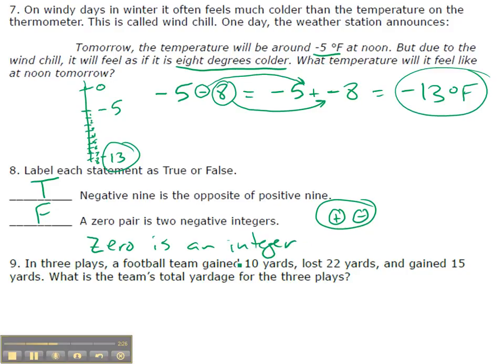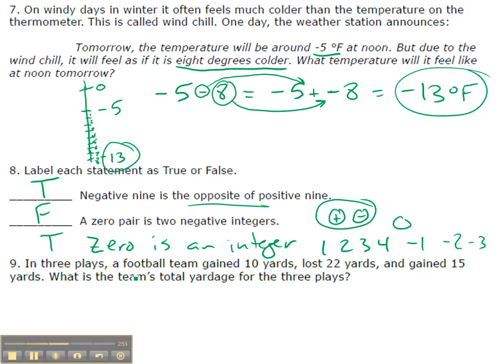If you don't remember, it's on the wall, and you're welcome to look at the math cards on the word wall. Our definition of integers was whole numbers, their opposites, and 0. So whole numbers are numbers like 1, 2, 3, 4. Their opposites would be, remember from over here, -1, -2, -3, etc. and 0. So 0 is included as an integer, so this would be true.